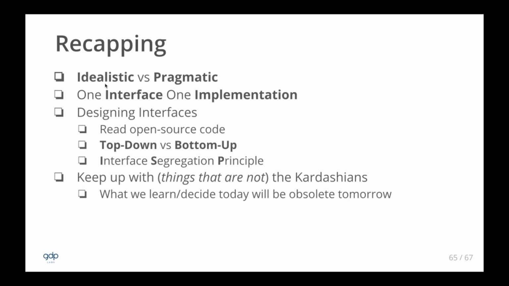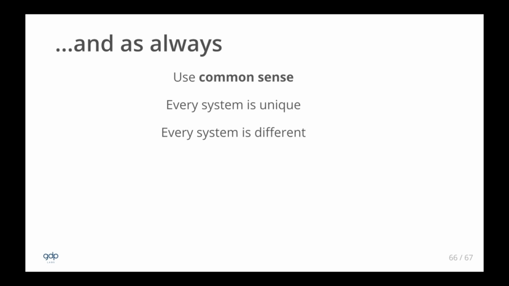We learned when we should be idealistic and when we should be pragmatic. We learned about one interface and one implementation. It's not overkill. We learned about steps in designing interfaces. That is, read open source code, then choose between top-down or bottom-up, and then apply the interface segregation principle. And finally, we should keep up with the latest technologies because, as the proverb says, what we learn or decide today will be obsolete tomorrow. And last but not least, as always, please use common sense. Every system is unique, every system is different.